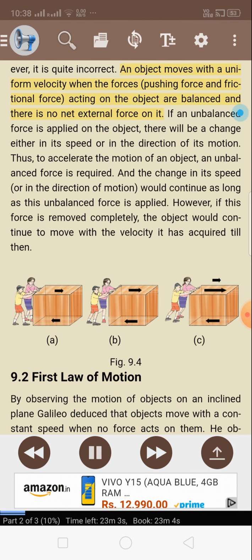An object moves with a uniform velocity when the forces, the pushing force and frictional force, acting on the object are balanced and there is no net external force on it. If an unbalanced force is applied on the object, there will be a change either in its speed or in the direction of its motion.